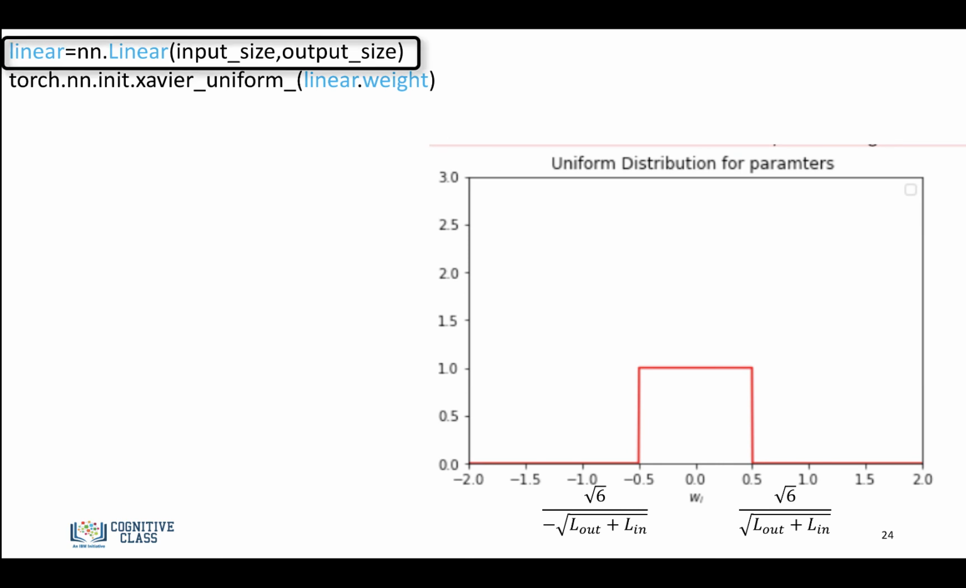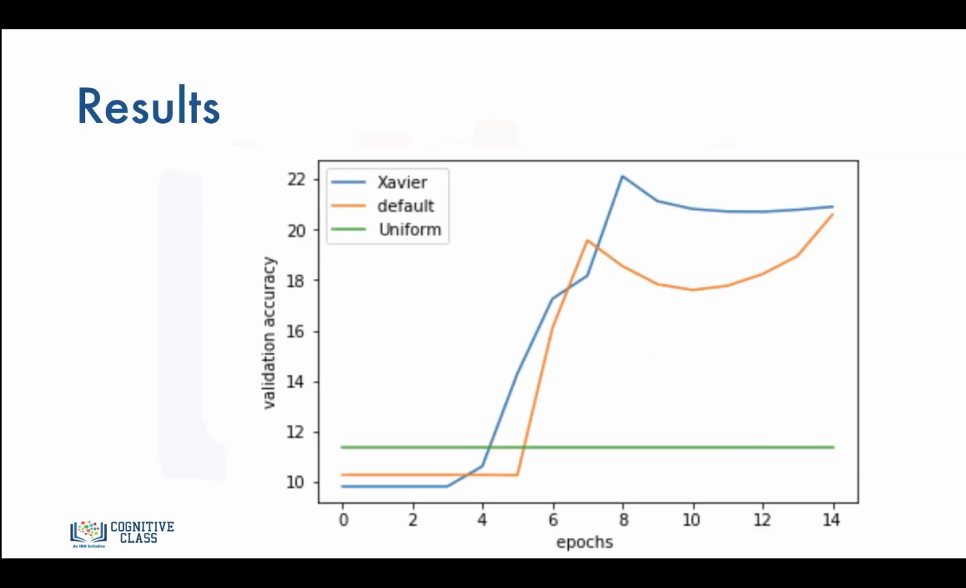And in PyTorch, it's pretty easy. When you initialize your linear object from the module init, you call the function xavier_uniform on the data attribute of the linear weight. And here are the results using the MNIST dataset.